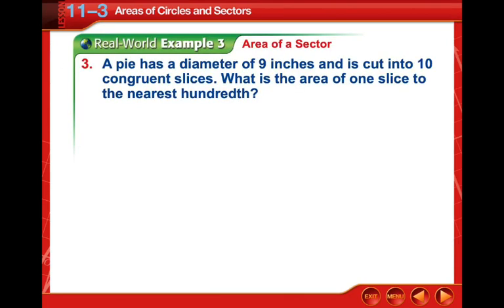So our problem here, a pie has a diameter of 9 inches and is cut into 10 congruent slices. What is the area of one slice to the nearest hundredth? This one actually tells us where to round finally.